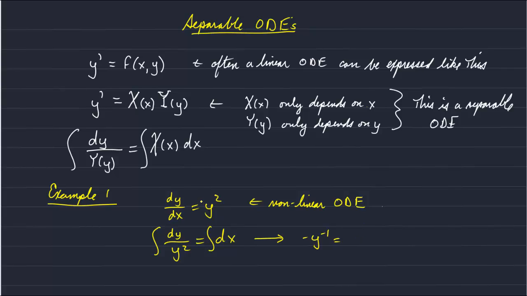oh, I'm sorry, the example had a minus y squared on the right-hand side. Okay, forgetting that minus. And so we have a minus, the integral of dx is x, and then we have to have our integration constant. So our solution is y is equal to positive 1 over x plus c.